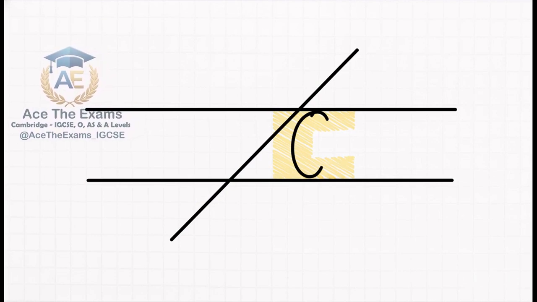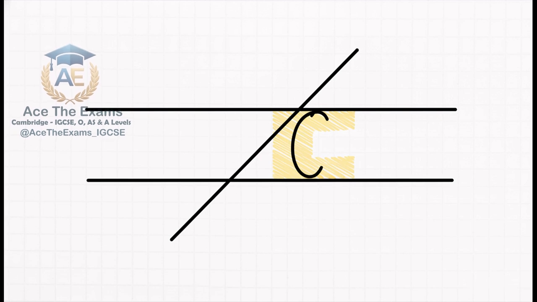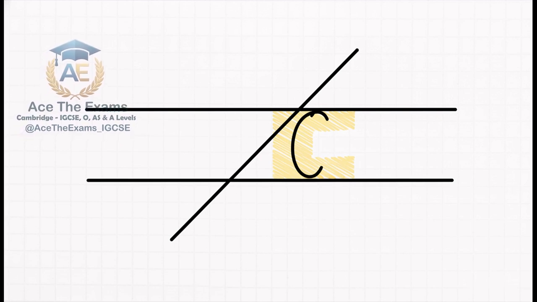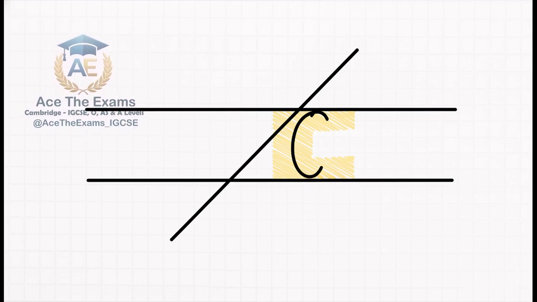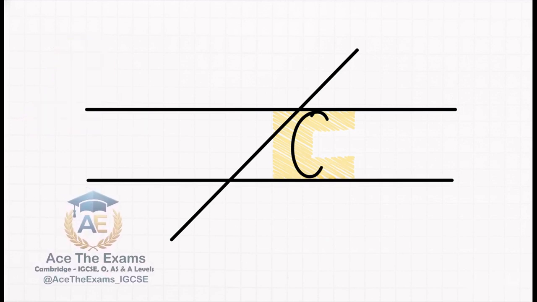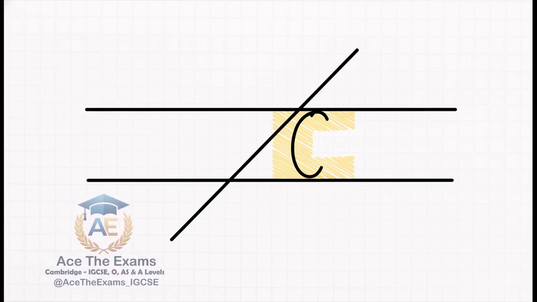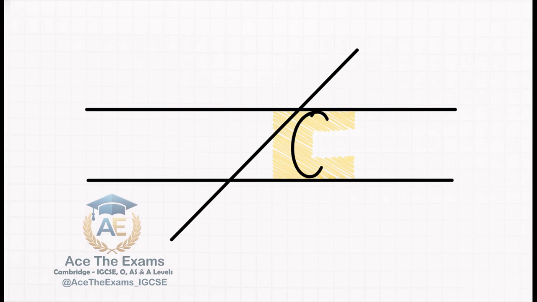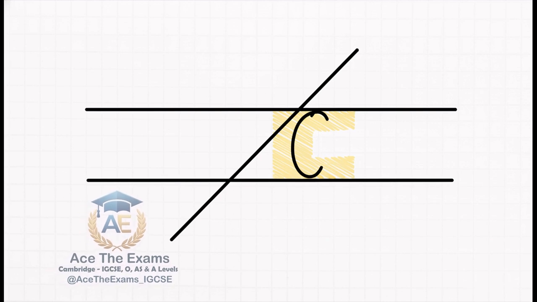trip up: co-interior angles. These act a bit differently than the F and Z angles. Co-interior angles are the ones that face directly at each other, inside the parallel lines, on the same side of the intersecting line. The trap here is thinking they are equal. They aren't equal to each other.